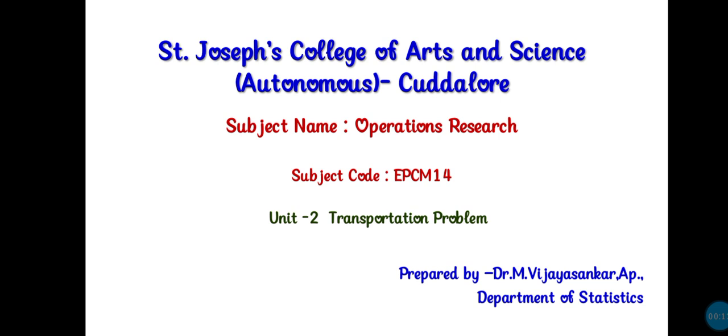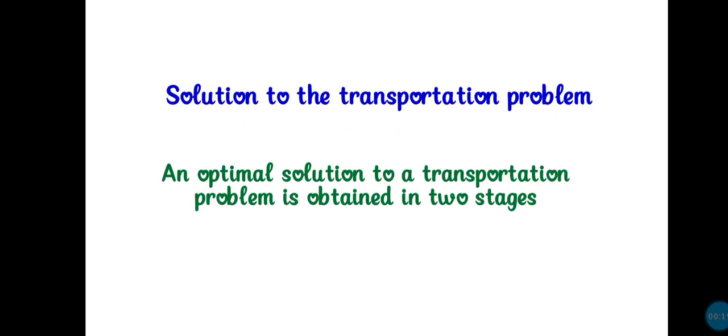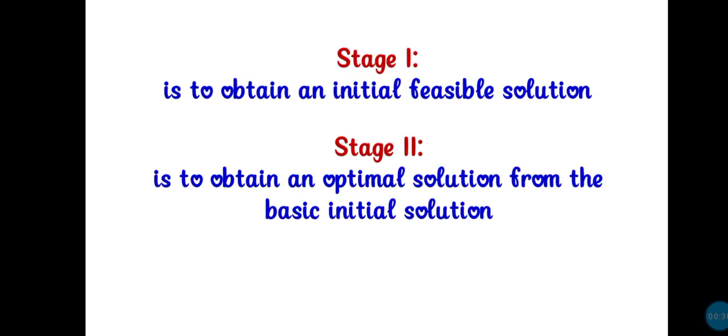In this video, we are going to discuss how to find the solutions of the transportation problem. An optimal solution to a transportation problem is obtained in two stages. Stage 1 is to obtain an initial feasible solution, and stage 2 is to obtain an optimal solution from the basic initial solution.